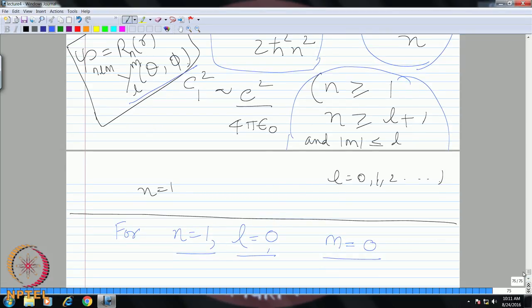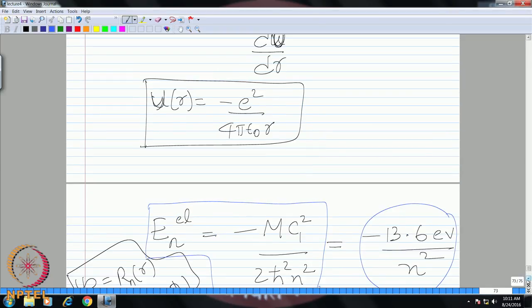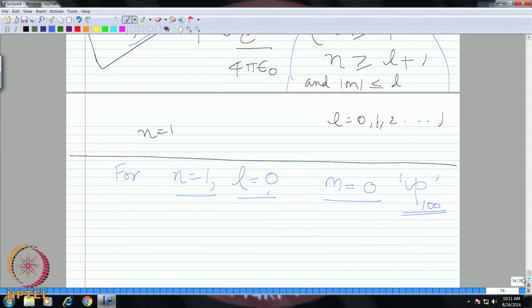We will designate the wave function corresponding to the values of n, L and m as 1, 0, 0. This gives a particular quantum state, and if you substitute n equal to 1, the particular energy will be minus 13.6 electron volts. So, this is one quantum state.